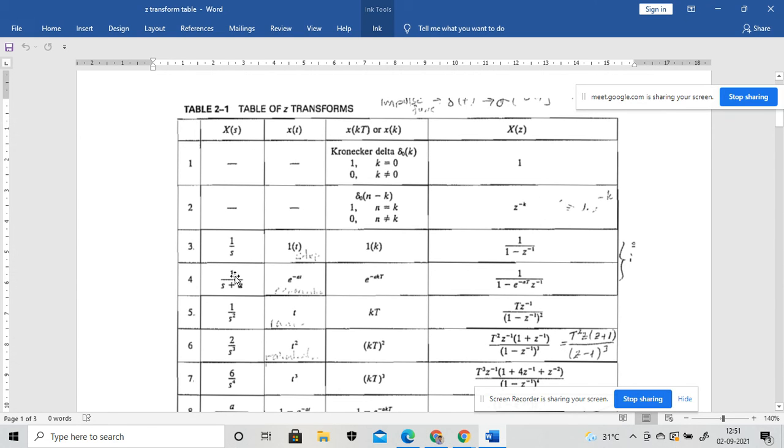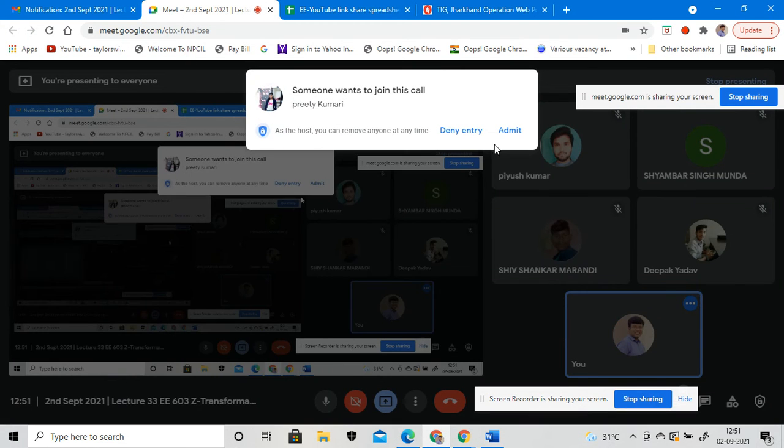Accordingly, if the Laplace transformation of x of s is 1 by s, and we do the z transformation, if we convert the x of s to x of t, then it will come 1 of t, right?